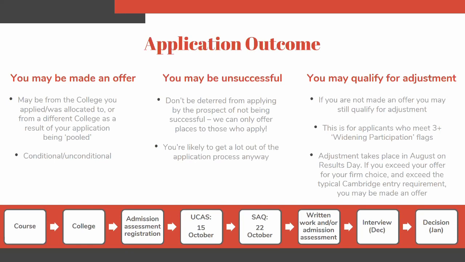If you're unsuccessful, there might also be a chance that you qualify for adjustment. This is for applicants who meet 3 or more widening participation flags, all of the details of which are on the university website. Adjustment takes place in August on results day. If you exceeded your offer for your firm choice and exceed the typical Cambridge entry requirement, you might be made an offer. Anyone who qualifies for adjustment would be informed of that, and the university does keep in touch throughout the adjustment process. So again, it's not something to worry about, it's just something to be aware that it might happen.